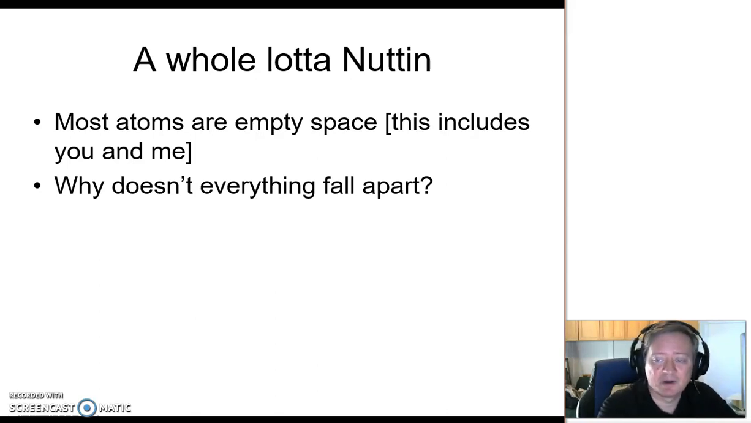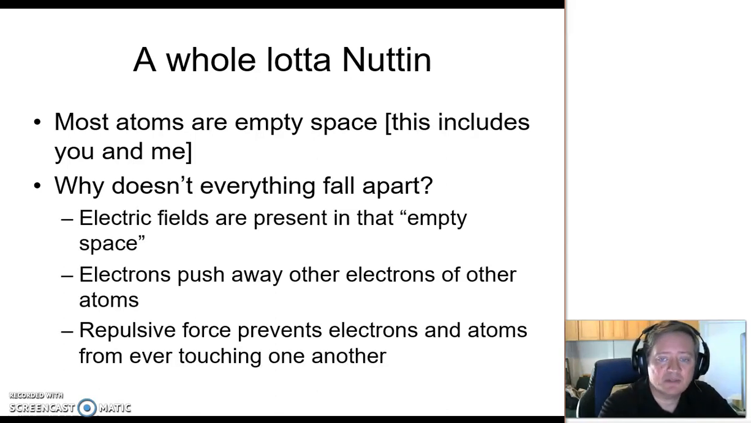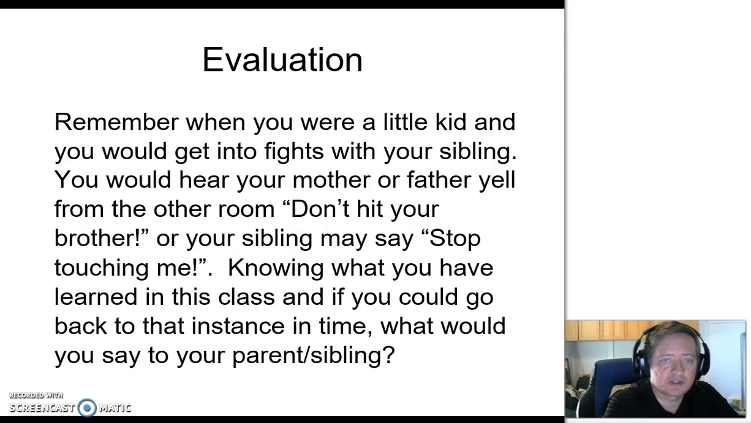Well, why doesn't everything fall apart? On an atomic scale, atoms never touch. Protons never touch another proton. Electrons never touch another electron. So we have all this empty space, but we have these electric fields. On an atomic level, it's these electric fields that push and pull away from each other. This is how things push or pull. It's never actually physical contact, it's microscopic. It's all due to these electric fields.